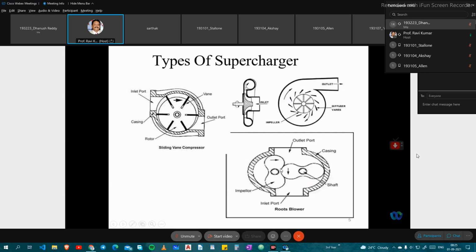The roots will be rotating with a shaft, and because of the narrow passages, as the air enters and passes through them, you are going to have an increase of pressure. If you have a homogeneous mixture, the density will also increase. This is the model of a roots blower and vane blower you are seeing, and we are going to see the centrifugal blower here also.